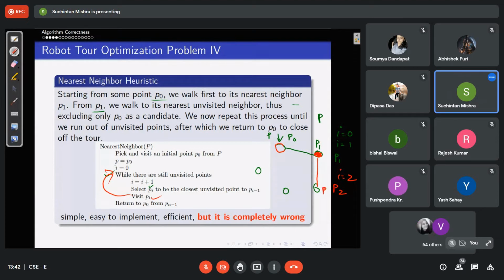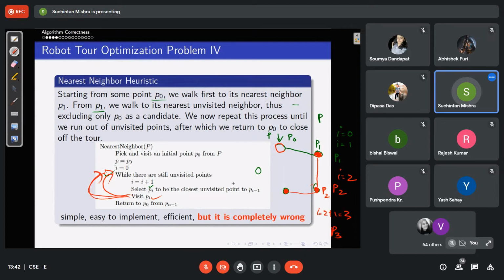At this point, again the while loop will go up. Now, do we have unvisited points? Yes, we have 2 unvisited points. So what will happen is now I is equal to 2 plus 1, which is equal to 3. I have to select P3 now. P3 should be selected from P2, which is its nearest neighbor. Let this be the nearest neighbor of P2. Once you find it, you have to visit that point, and again the while loop will go up.